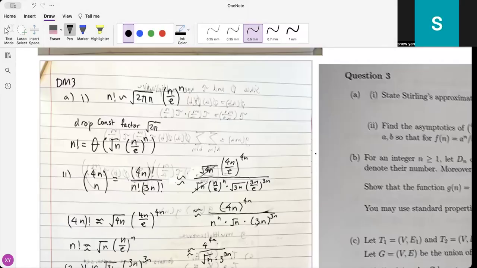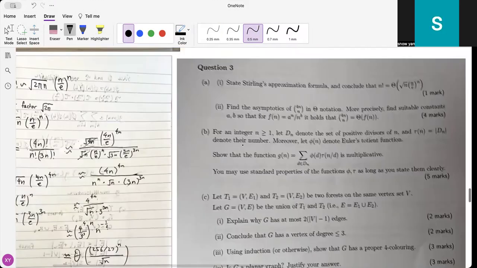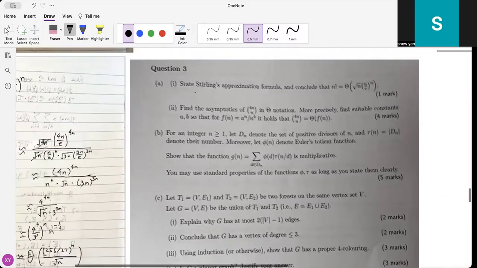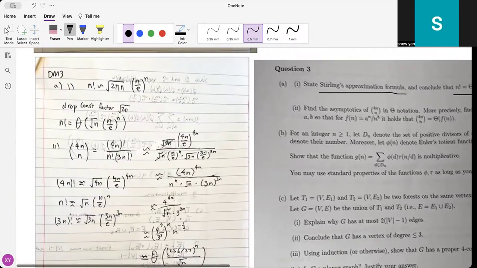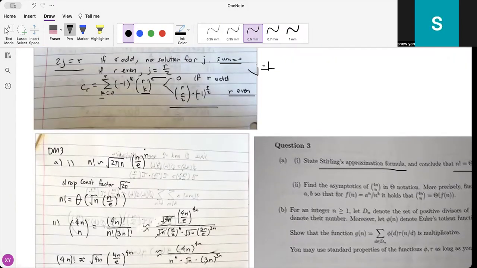Okay, let's work on question 3. Here the first part is pretty standardized. State Stirling's approximation formula and conclude that n factorial is theta of this thing. So we know that Stirling's formula is n factorial is approximately square root of 2 pi n times (n over e) to the n power. So we just drop the constant factor and we get this.